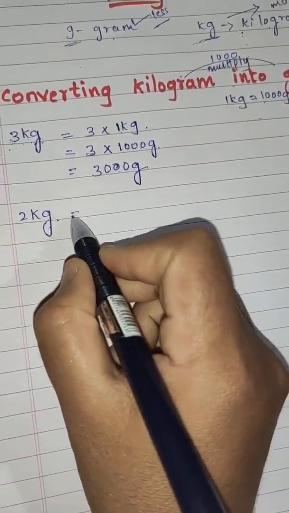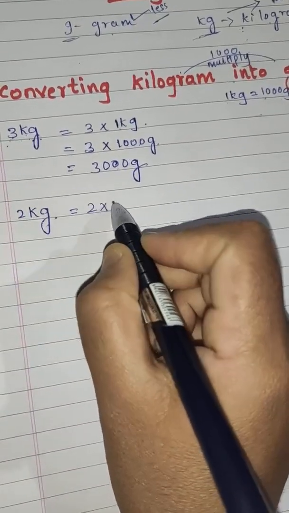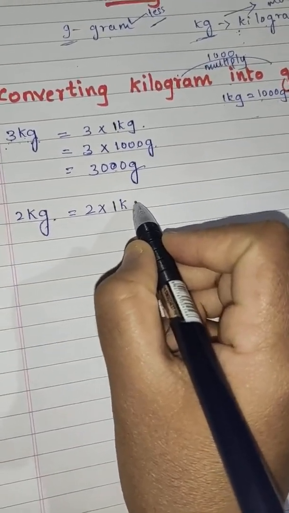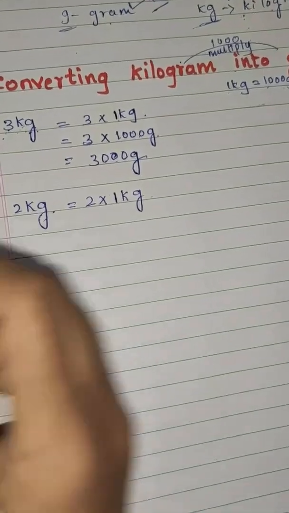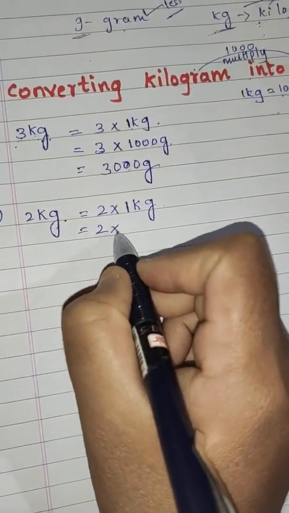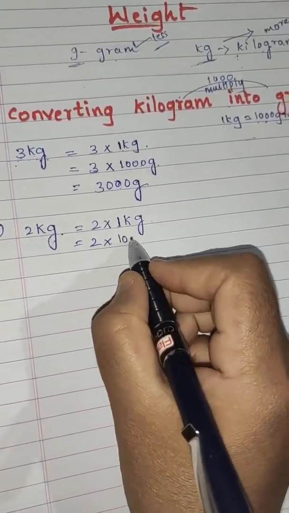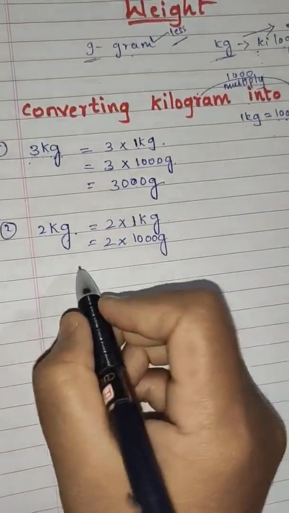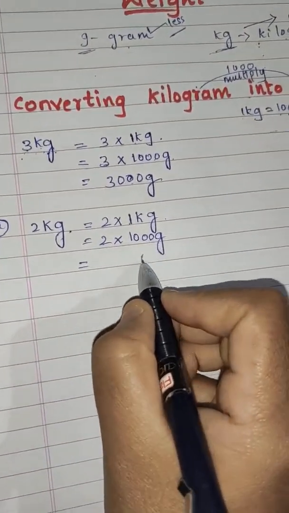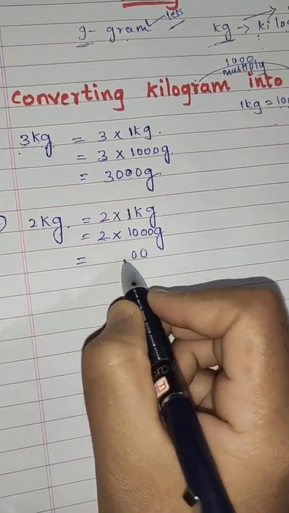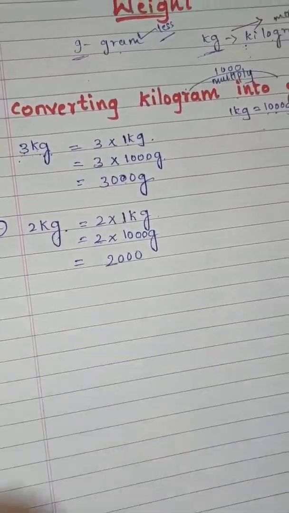So 2 kg is equal to 2 into 1 kg. So here 2 into 1 kg is nothing but what? It is 1000 gram. Let's multiply it. 2 ones are 2.